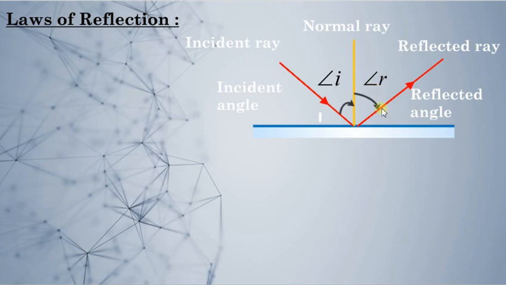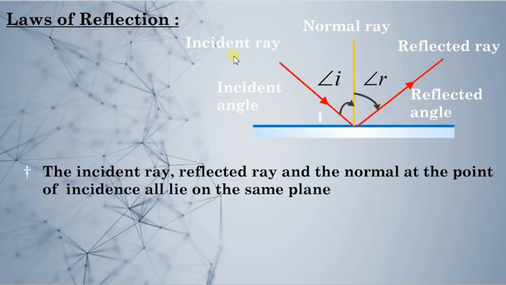Now there are two laws as per your context. But in the earlier old textbooks, we used to have three laws. The second law would be of a similar thing, but the representation is in a different way. Now let's see. The first law states that the incident ray, the reflected ray, and the normal at the point of incidence all lie on the same plane.